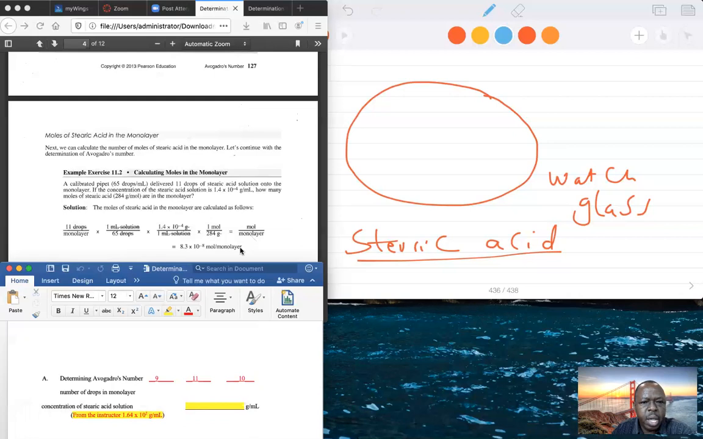It's not going to change. This will give you moles per monolayer. This is moles per monolayer, not molecules. Part A is molecules. This is moles.